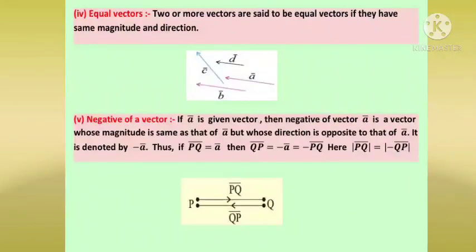Now let's move ahead with the next type of vector. The fourth type is equal vectors. When are two or more vectors said to be equal? When they have the same magnitude and direction. Look at the diagram below for equal vectors, the middle one. There is a vector a bar, b bar, c bar and d bar. If you observe, a bar and b bar have the same magnitude and their direction is also the same. See the arrow.